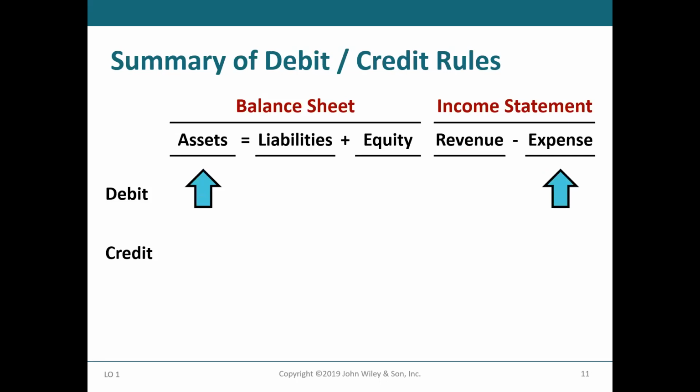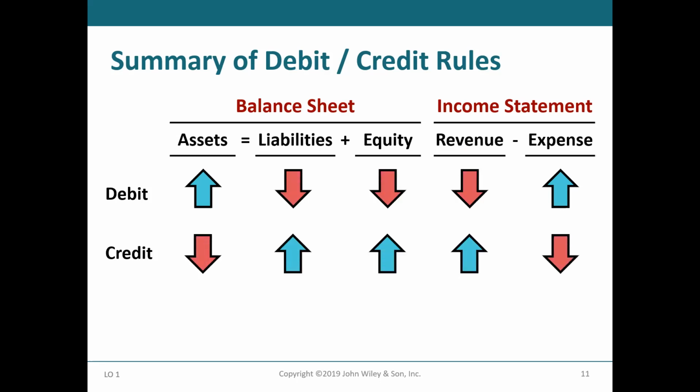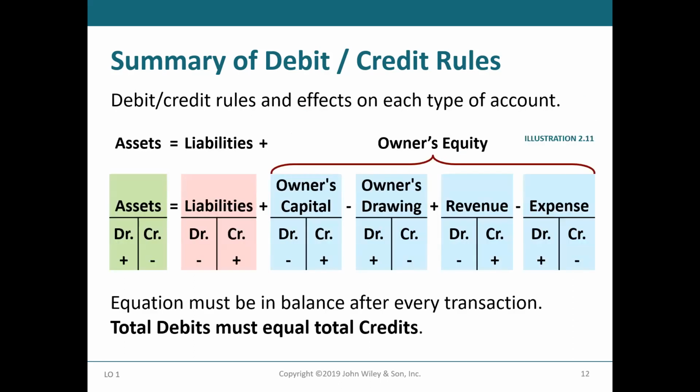Okay, so here is the summary of debit and credit rules. You remember for assets and expenses, when they increase, we debit. For liabilities, owner's equity and revenues, when they increase, we credit. And for liabilities, equity, and revenues, when they decrease, we debit. And for assets and expenses, if they decrease, we credit. And remember that every transaction will affect at least one asset or one liability account. Total debits must always equal total credits.